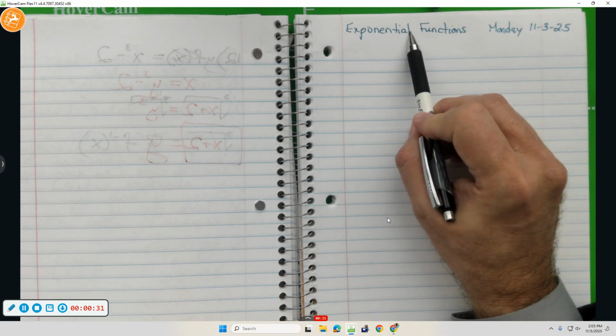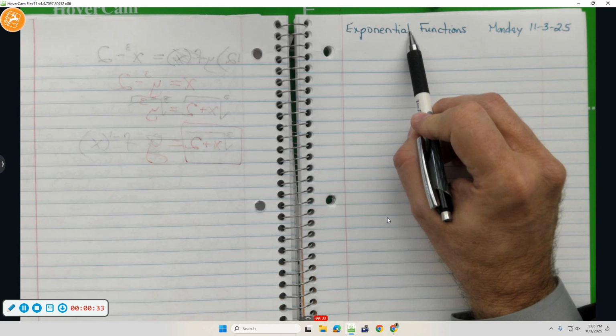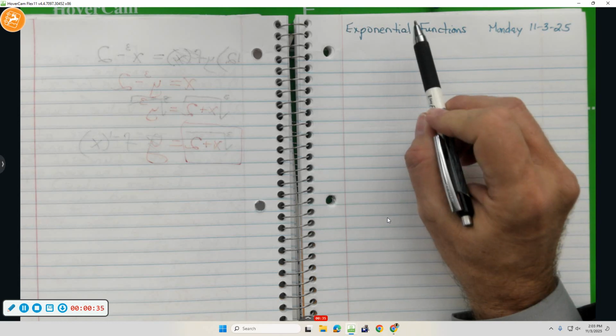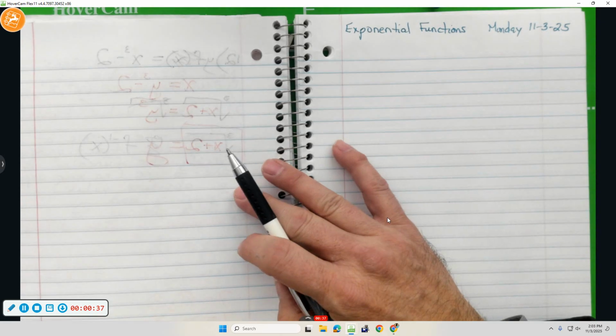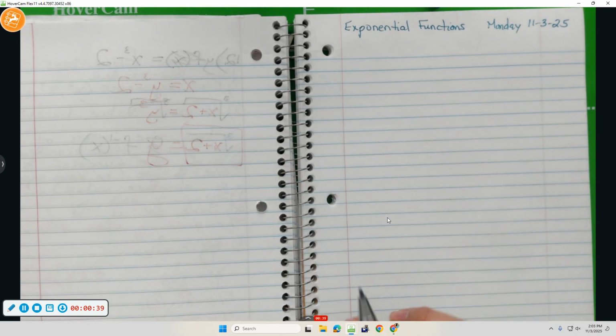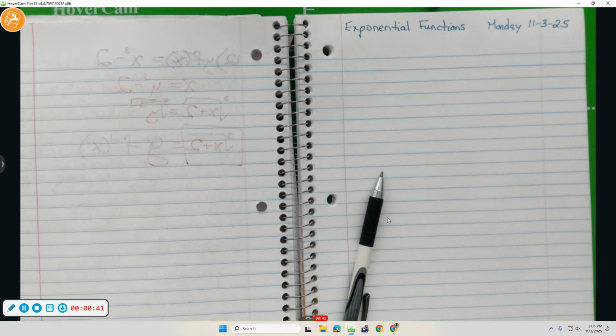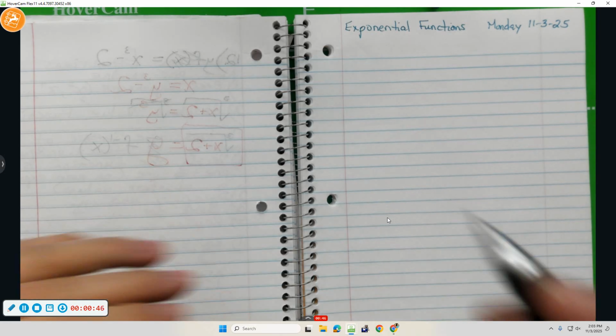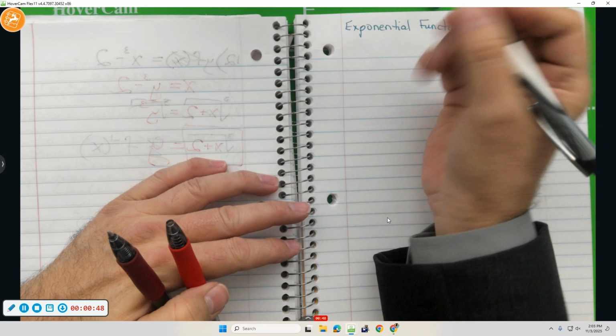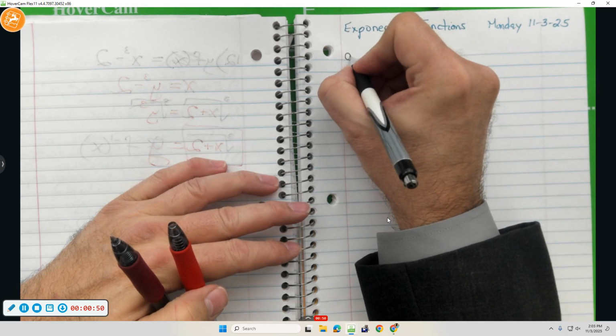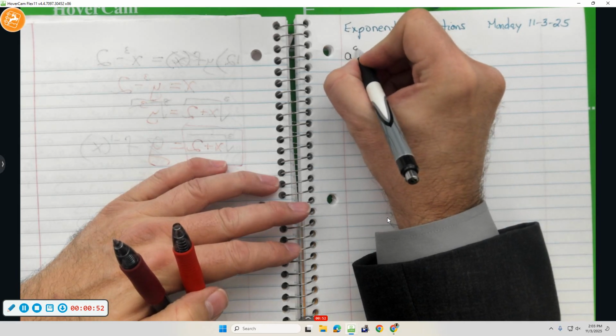With exponential functions, we're going to have variables in the exponent. That's the first time we will have seen that. And so the first thing we need to do is review what are all of our exponent rules. So I'm going to start off by stating some rules. And the first exponent rule we're going to have.